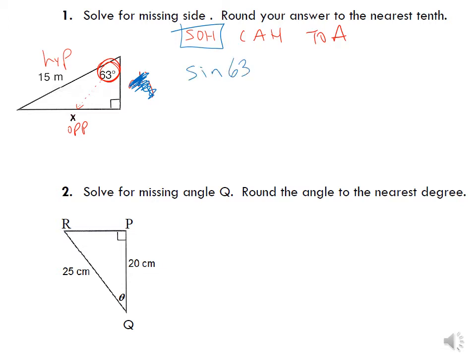Always beside these go the angle you circled. So sine 63, and they go in order. O then H, O over H. X over 15.